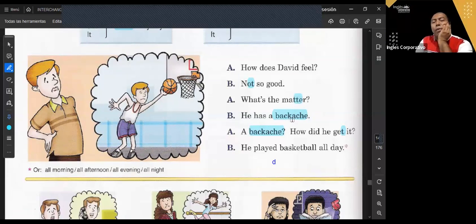What's the matter? What's the matter? Bad cake. How did he get it?